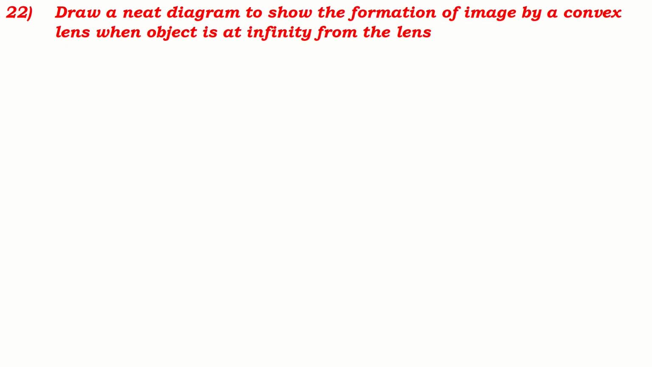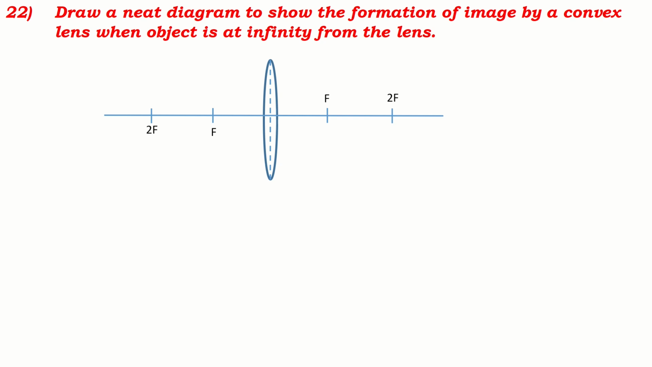Draw a neat diagram to show the formation of image by a convex lens when the object is at infinity from the lens. Then what we do first, we'll draw the lens and we'll bisect it and we'll draw the principal axis and we'll mark the focus equidistant from the optical center. It is denoted by capital F, and we'll point out 2f which lies at double the distance of the focus, and this is the optical center. This much is the same for each and every diagram.